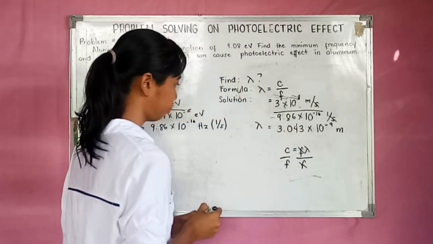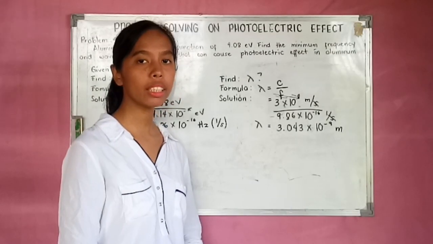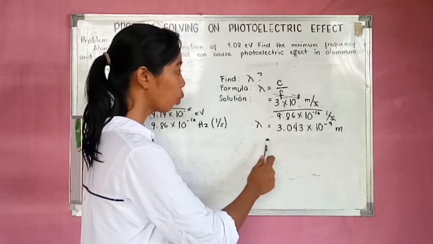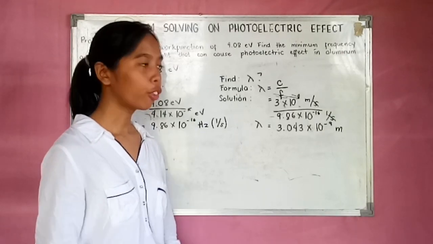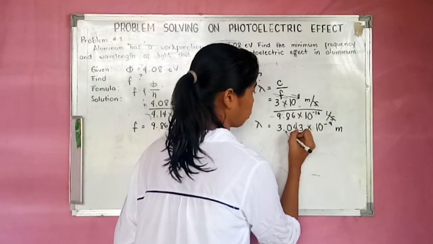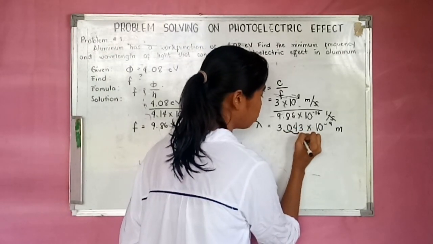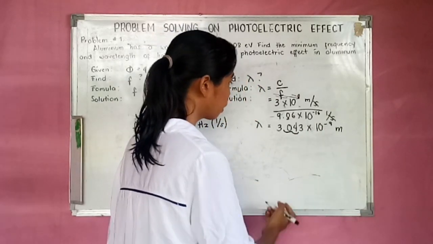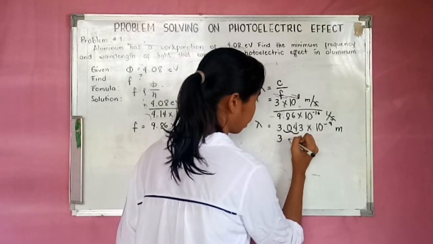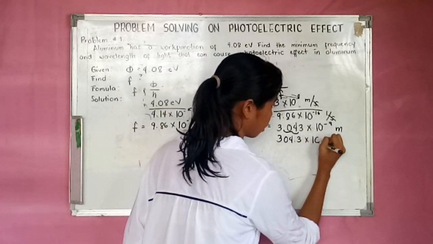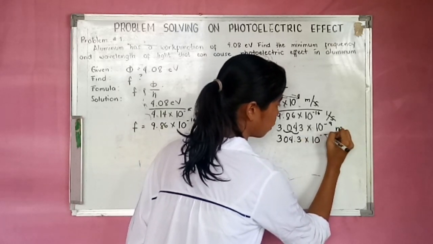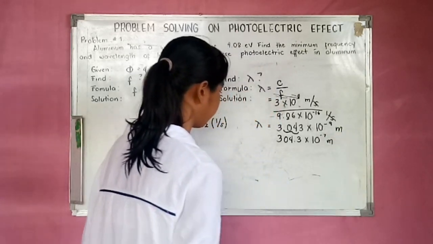Usually, wavelength is in the form of nanometer. So we will have to convert it into nanometer. But for easier conversion, we will move this decimal point 2 places to the left, and this will become 304.3 times 10 raised to negative 7 meter.